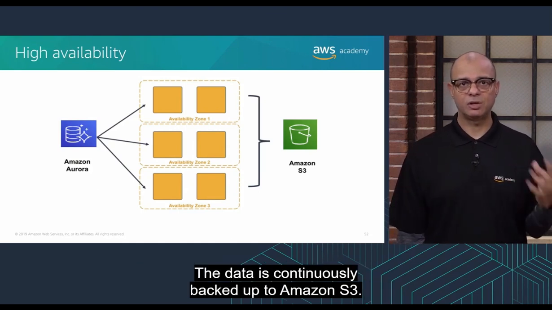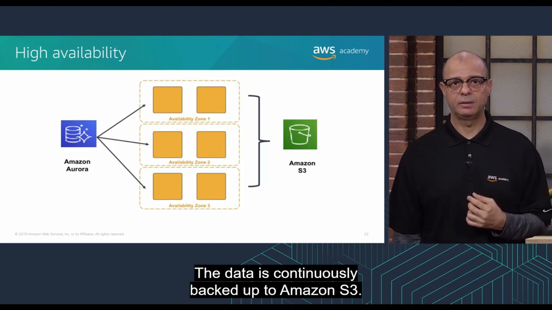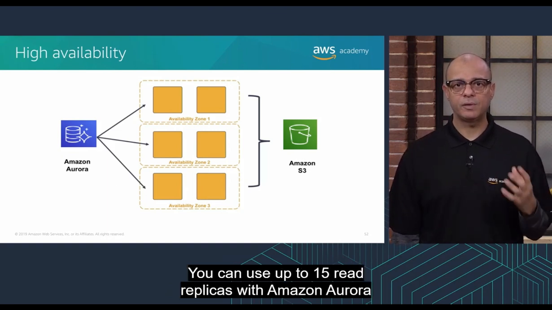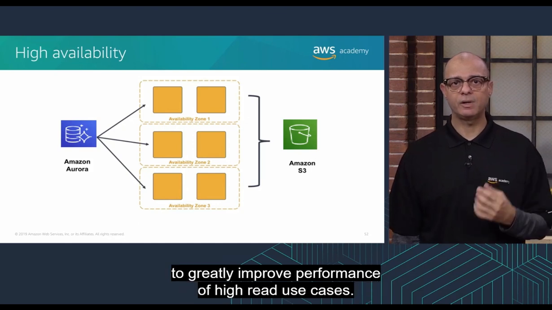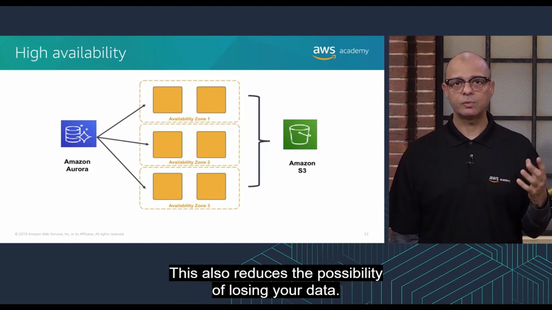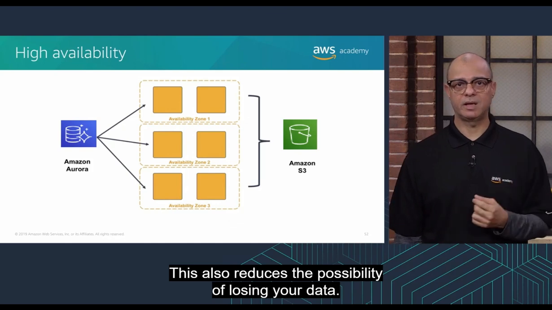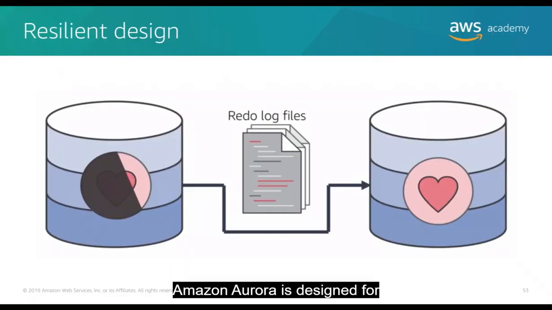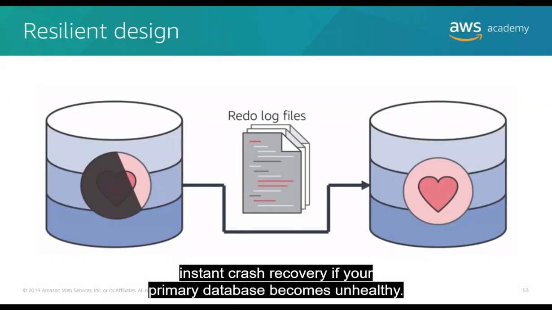The data is continuously backed up to Amazon S3. You can use up to 15 read replicas with Amazon Aurora to greatly improve performance of high read use cases. This also reduces the possibility of losing your data. Amazon Aurora is designed for instant crash recovery if your primary database becomes unhealthy.